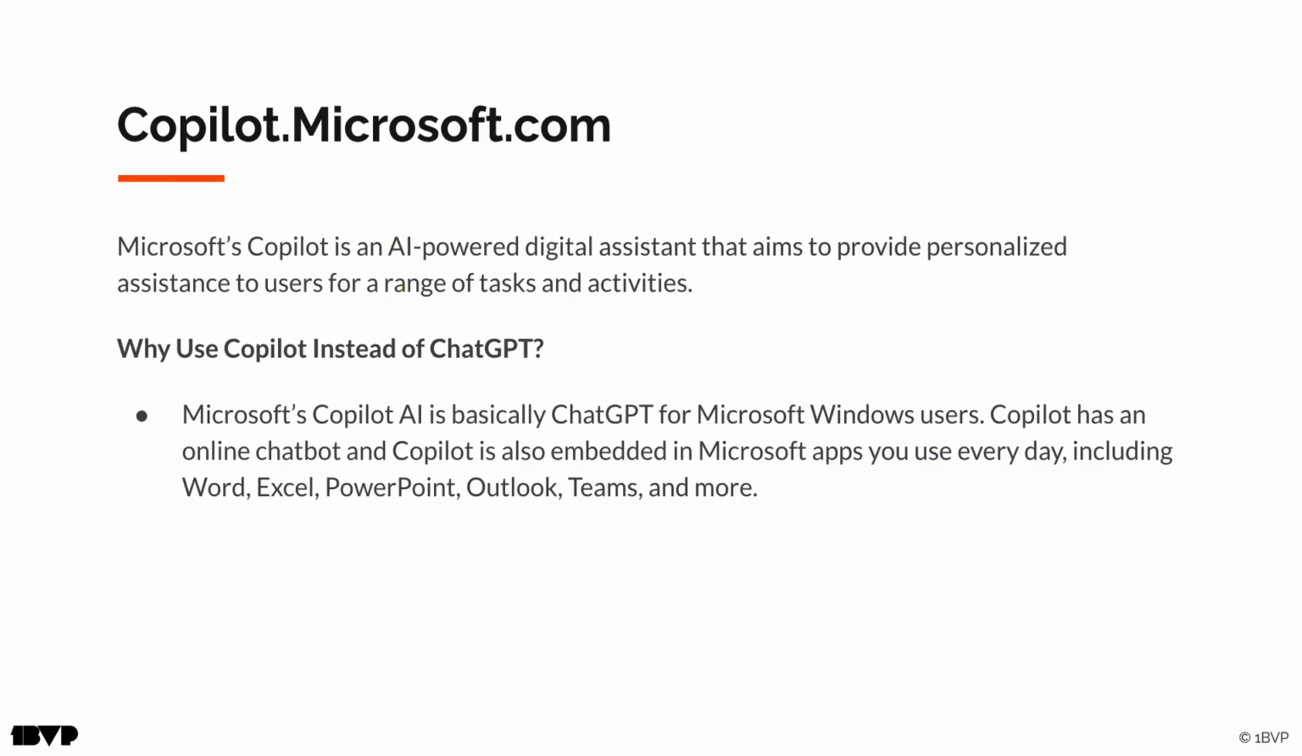Microsoft's Copilot is an AI-powered digital assistant that aims to provide personalized assistance to users for a range of tasks and activities. Why use Copilot instead of ChatGPT? Microsoft's Copilot AI is basically ChatGPT for Microsoft Windows users. Copilot has an online chatbot, and Copilot is also embedded in Microsoft apps you use every day, including Word, Excel, PowerPoint, Outlook, Teams, and more.